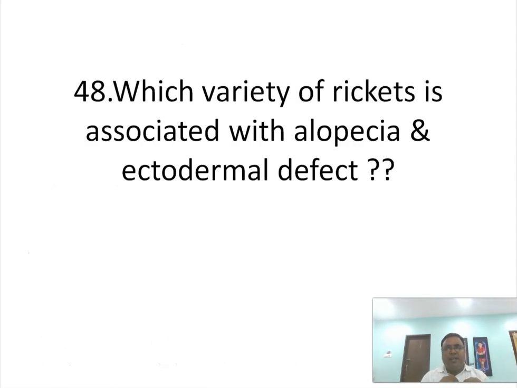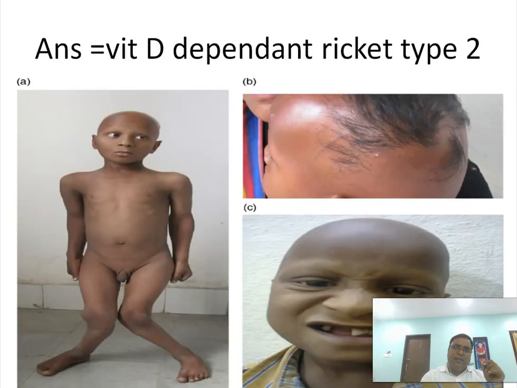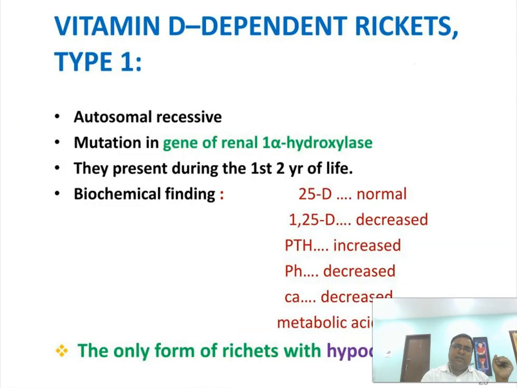Next, which variant of rickets is associated with alopecia and ectodermal defect? The answer is vitamin D dependent rickets type 2. It is associated with alopecia and ectodermal dysplasia. Type 1 is autosomal recessive. It is due to mutation in the gene of renal 1-alpha hydroxylase. 1-alpha hydroxylase mutation is responsible for the type 1 variety of vitamin D dependent rickets.